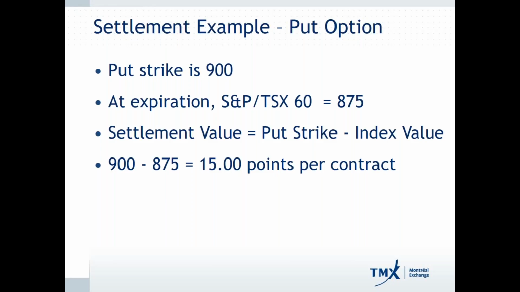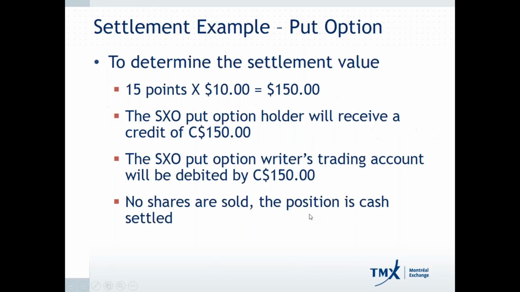Now, if we look at a similar example utilizing a put option, once again, we're going to look at a put strike at 900, and let's assume that at expiration, the S&P TSX 60 has dropped down to 875. Well, we take the put strike of 900, we subtract the index value of 875, and we get 25 points per contract. Again, 25 points times $10 means that the settlement value is $250. So the SXO put option holder receives a credit of $250, and the SXO put option writer's trading account will be debited $250.